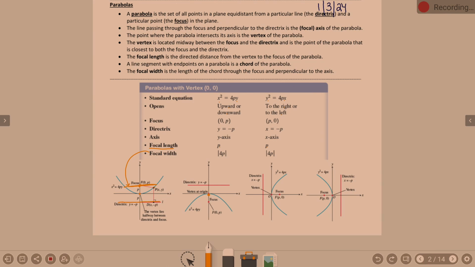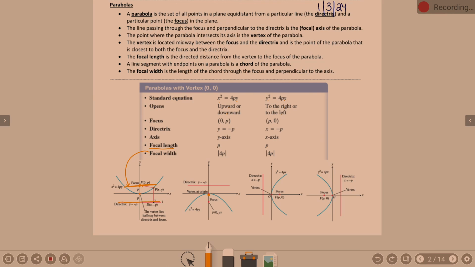If we go back to the parabola that's centered at 0, 0, opening up or down, its focus is at 0, p. So that's going to be left to right 0, up p. The directrix is a horizontal line. It's y equals negative p because it's that same distance down. The main axis is the y-axis. That's your focal axis. Focal length is always p, distance from focus to vertex. And your focal width is the absolute value of 4p.